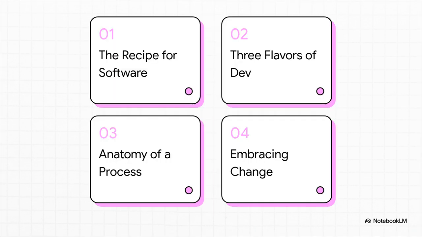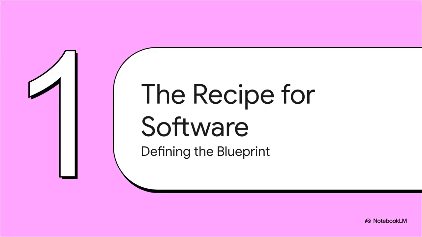So, here's how we're going to tackle this. First, we'll talk about what a software process even is. Then, we'll look at 3 classic flavors of development. After that, we'll break down the anatomy they all share, and finally, we'll see how the best processes learn to embrace constant change. Okay, let's dive right in.